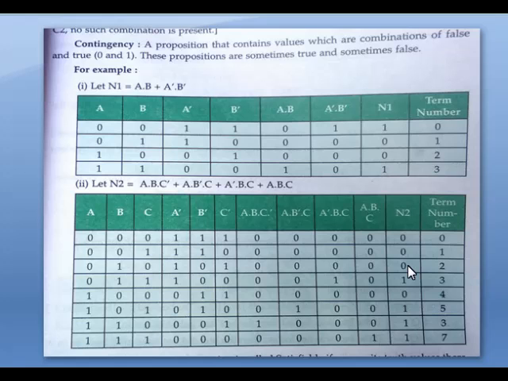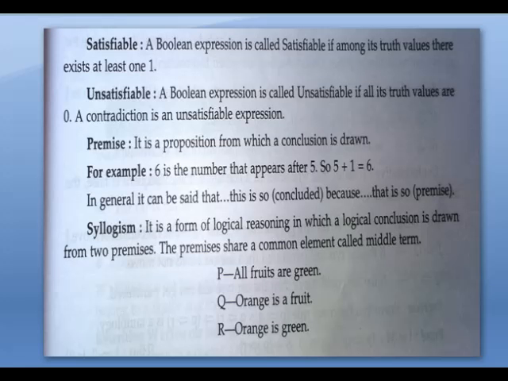Okay students, now we are going to see what is satisfiable. A Boolean expression is called satisfiable if among its truth values there exists at least one 1. Unsatisfiable means a Boolean expression is called unsatisfiable if all the truth values are 0. Satisfiable means at least one time the output is 1.